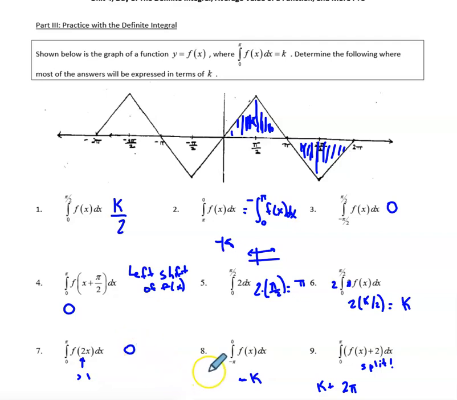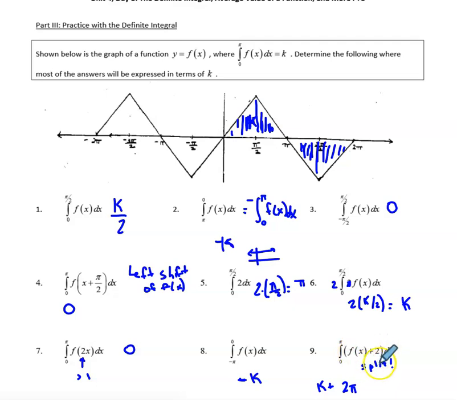Number 8, they're asking you to integrate from negative pi to 0. So that's going to be this region lying underneath the x-axis. The area of this region is k, and we have to sign it negative since it's below the x-axis, so our answer is negative k.